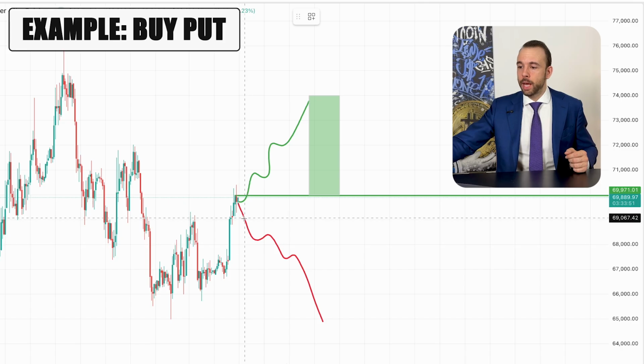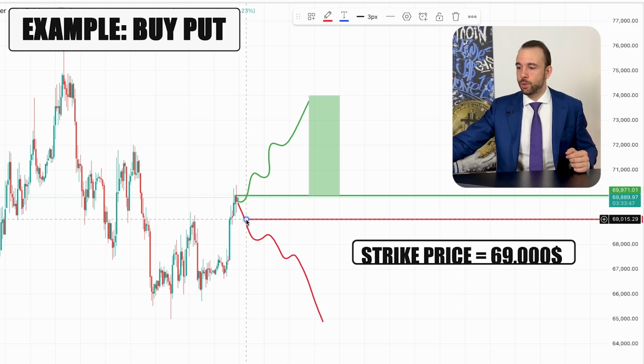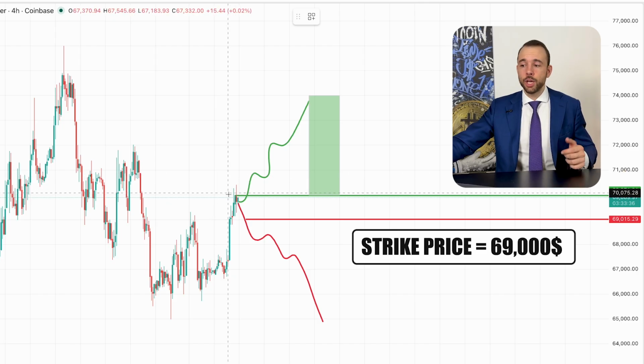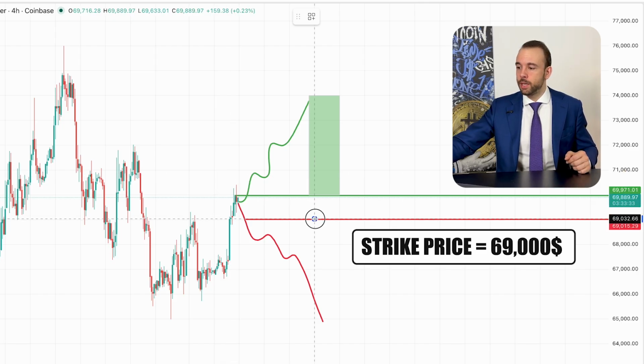And it works exactly the same with a put option. So let's assume I bought a put option with a strike price of $69,000. And at the expiration date, the price of BTC dropped to $65,000.